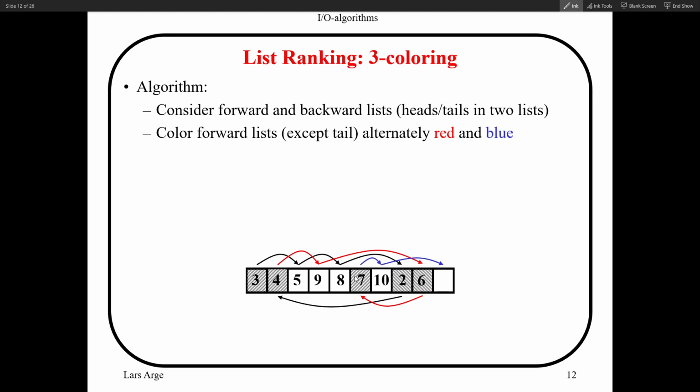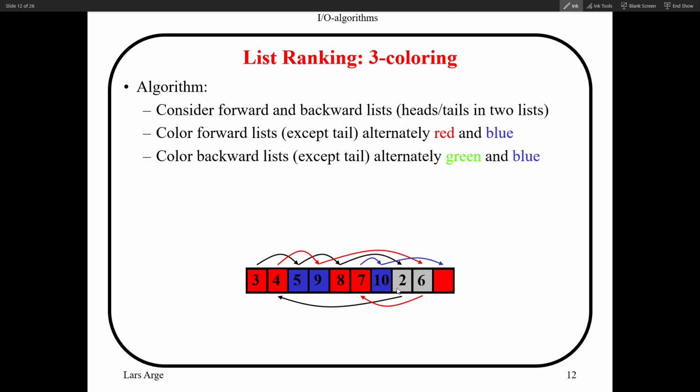Okay, so how do we do the coloring? First you color the forward lists with red and blue, starting from the red color. So the starting position of every forward list is colored red. For example, this is colored red. Then the next element is blue, red, blue, red. Similarly, for the red forward list, you start from red, blue, and so on. The only exception is that you don't color the tails. So the tails are not colored. Then you do the opposite for the backward lists, except this time you do it with green and blue. And this gives you a 3 coloring.